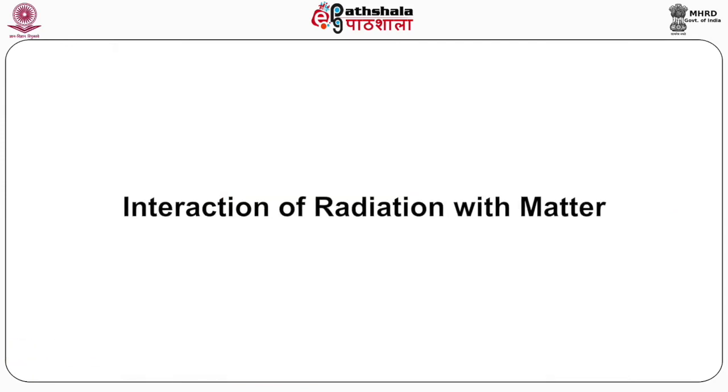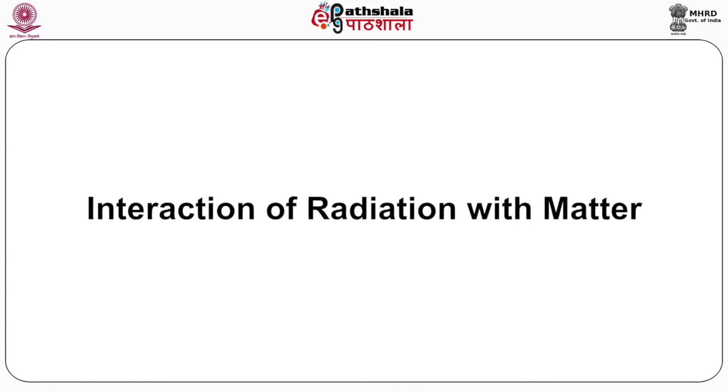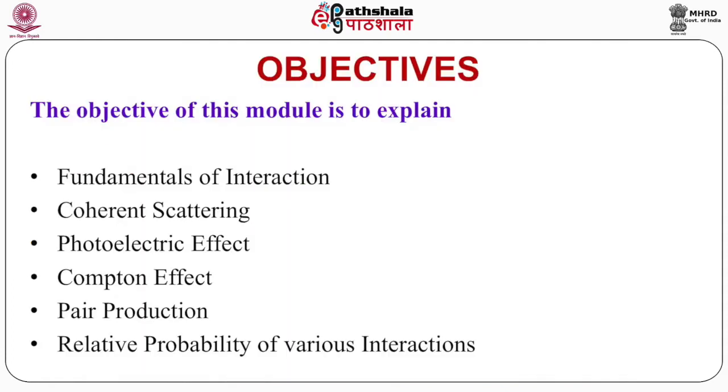This is the module for the interaction of radiation with matter. The objectives of this module are that we will see what the fundamental interactions of radiation with matter are: the coherent scattering, photoelectric effect, Compton effect, pair production, and how all these interactions of radiation with matter occur and what their relative probabilities are.